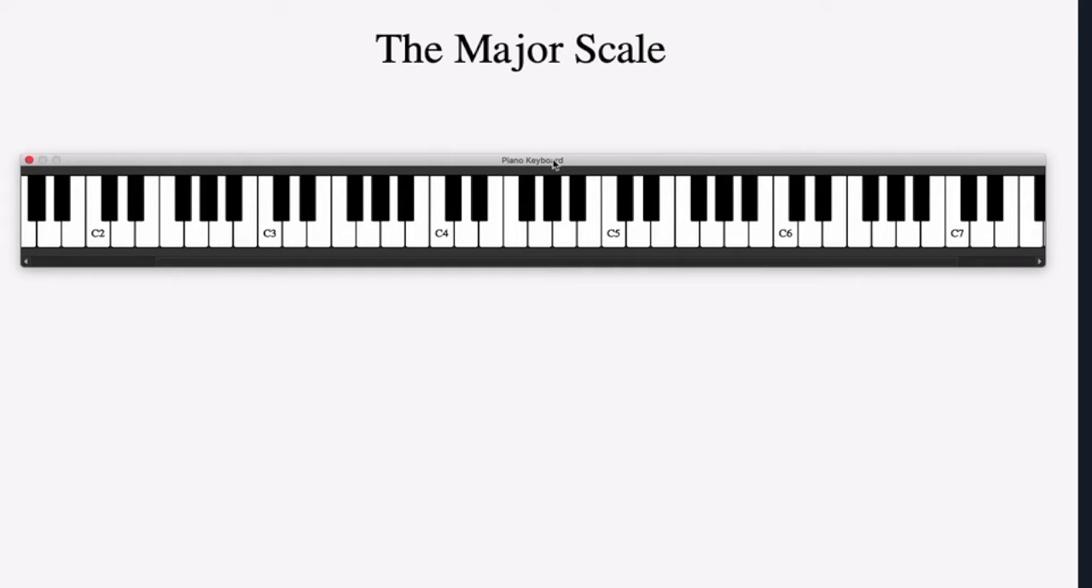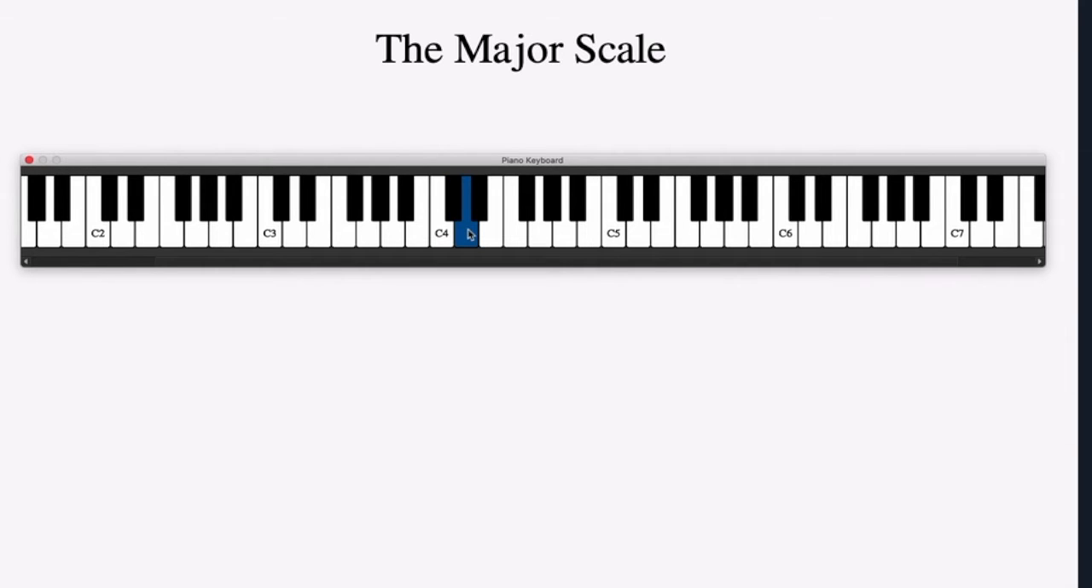A half step is the distance from one note on the piano keyboard to the very next note, regardless of color, so white keys or black keys. Here's what I mean. The distance between this C4, or middle C, and the key right above it, C sharp or D flat, is a half step. From C sharp or D flat to D is also a half step.